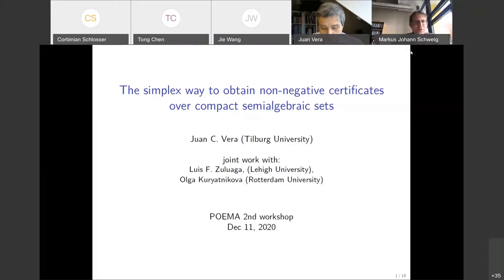So this is Juan Vera from Tilburg University, and he talks about the simplex way to obtain non-negative coefficients over compact semi-algebraic sets, to obtain non-negative certificates, sorry.